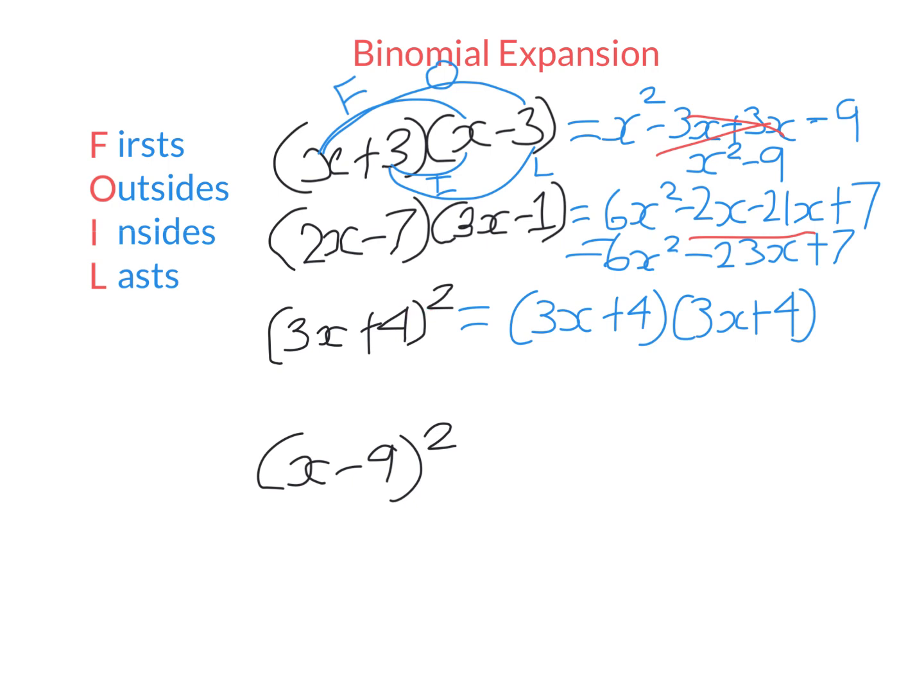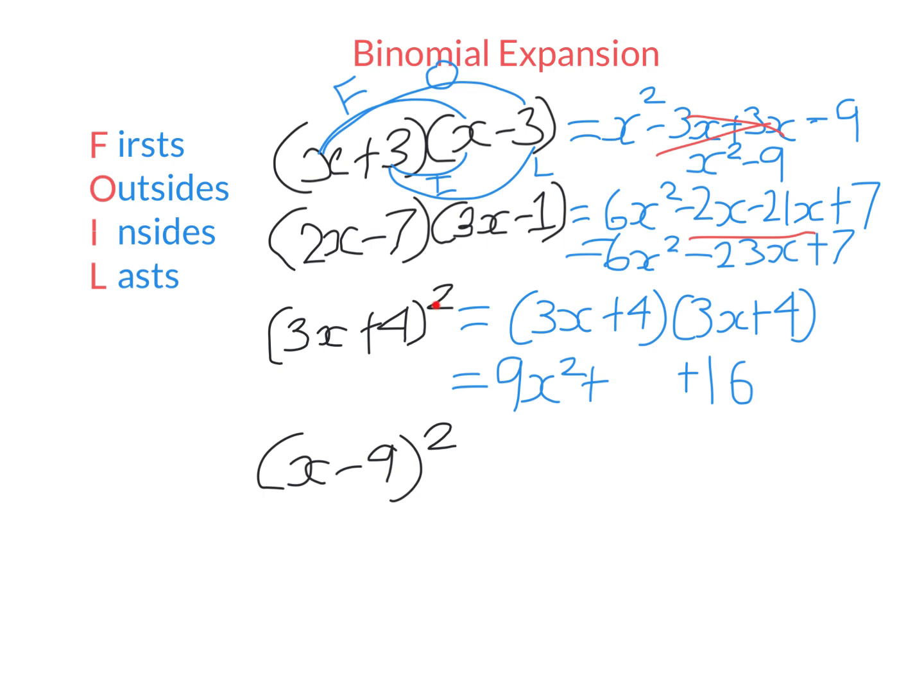So the quick way to do it is you square the first term, so 3x squared. 3x times 3x is 9x squared. You square the second, so 4 squared is 16, 4 times 4. And there is always a middle term for perfect squares. People often forget this. You can't just square the first and square the second. You need to also put in a middle term.